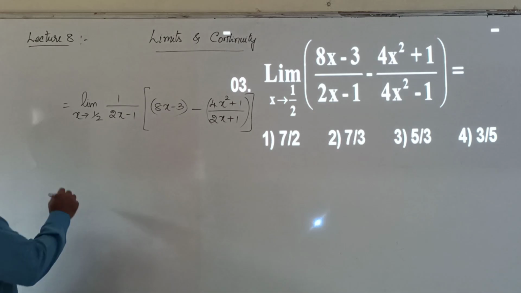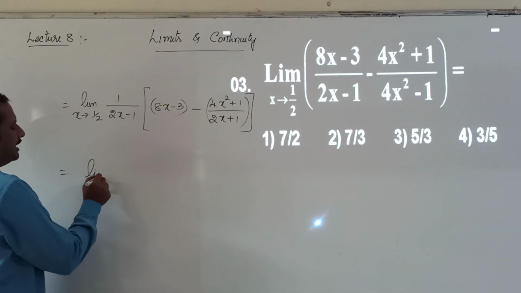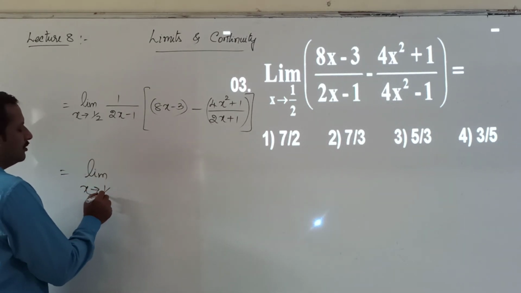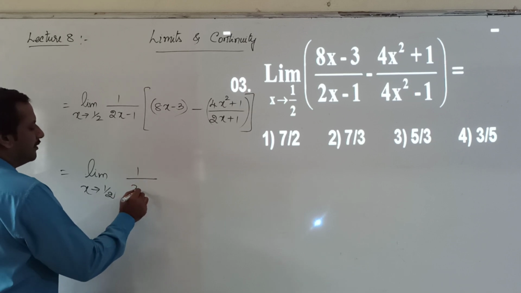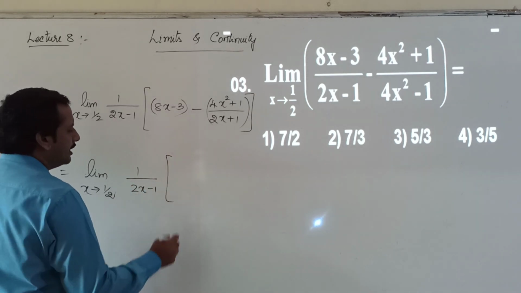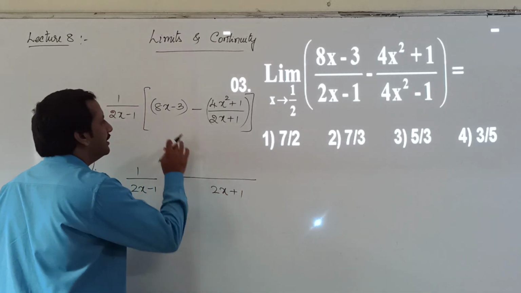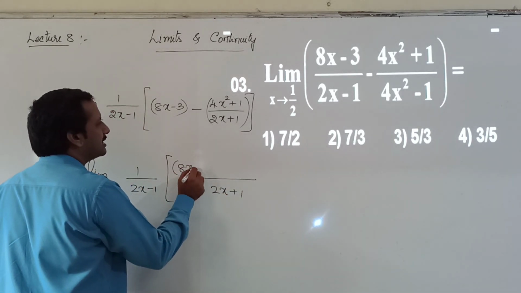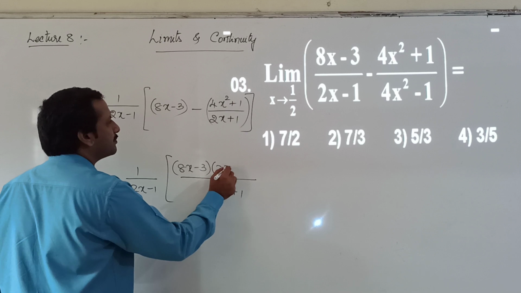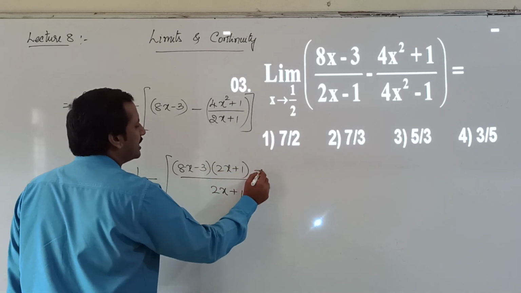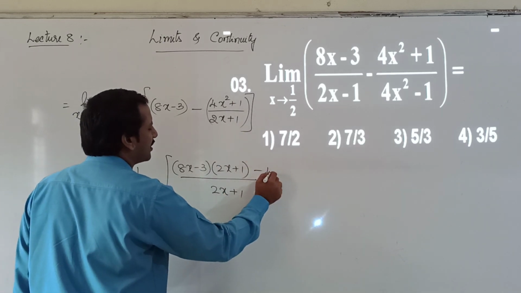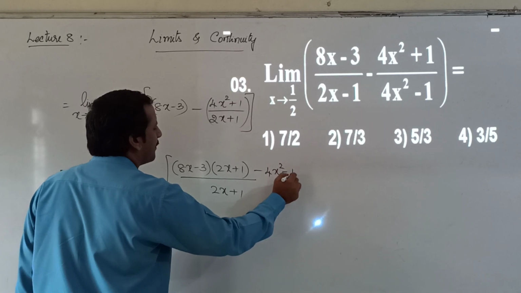Then limit x tends to 1 by 2. You retain this here only, 1 by 2x minus 1. Here I will take the LCM. LCM is 2x plus 1. This will become 8x minus 3 into 2x plus 1 minus of 4x square plus 1, which will become minus 4x square minus 1.